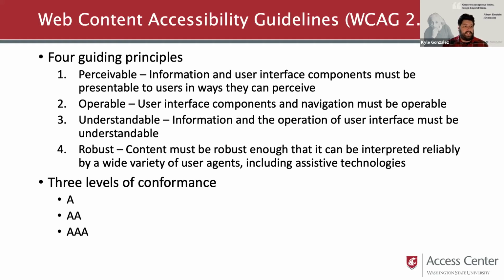And it has to be robust, enough that it can be interpreted reliably by a wide variety of users, because you don't know who is going to be using it. All this content is made for not one particular person. So it has to be created in a way that as many people as possible can access it. And there are 3 levels of conformance, A being the lowest level and AAA being the highest.